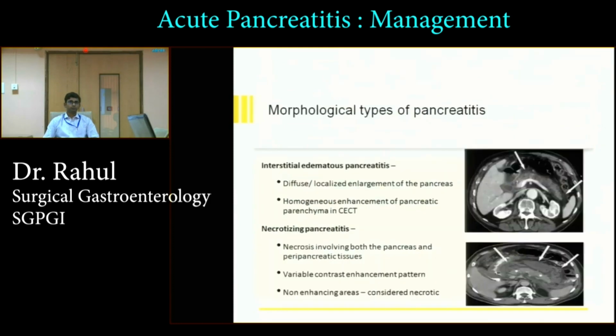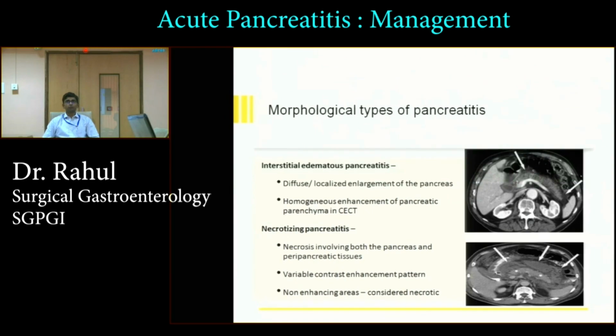Next, please. So these are the two morphological types. The first is interstitial edematous pancreatitis, when there is inflammation and enlargement of the pancreas with fuzzy margins and maybe a few peripancreatic collections, but there is no necrosis of the pancreas. There is no decrease in the enhancement of the pancreas at any place. But the other type is necrotizing pancreatitis, where there is necrosis involving both the pancreas and the peripancreatic tissue.